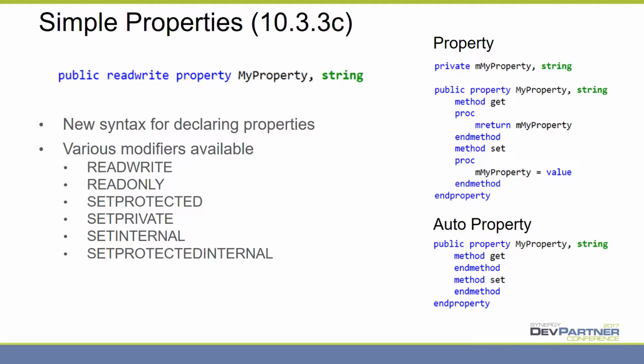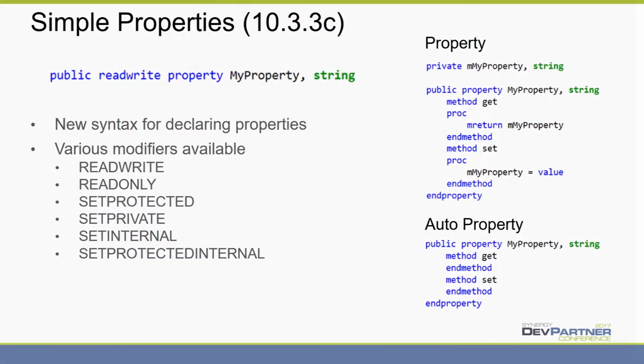The keyword read-write will give you a property that has a get and a set method. Read-only only has a get method. Set protected has a public get method but a protected set method, and so on. So it's pretty flexible and you can achieve pretty much what you want using that, and it makes for significantly more concise code.